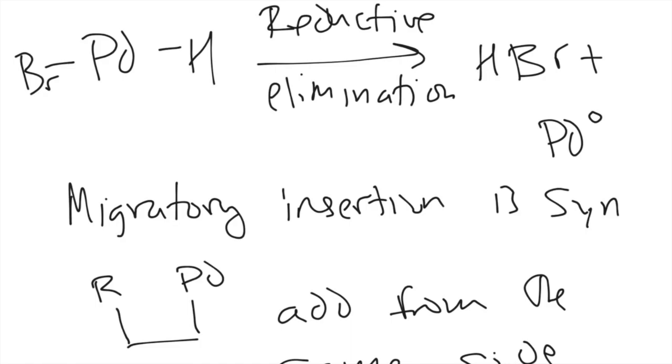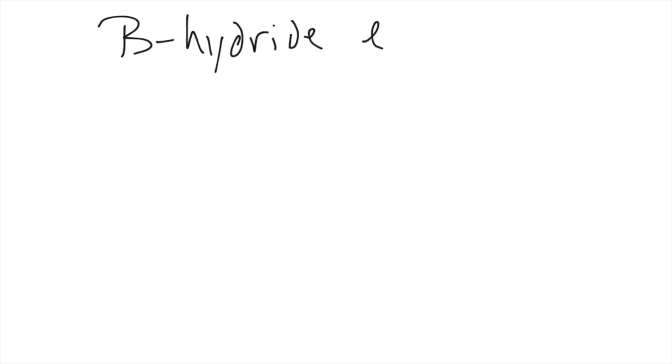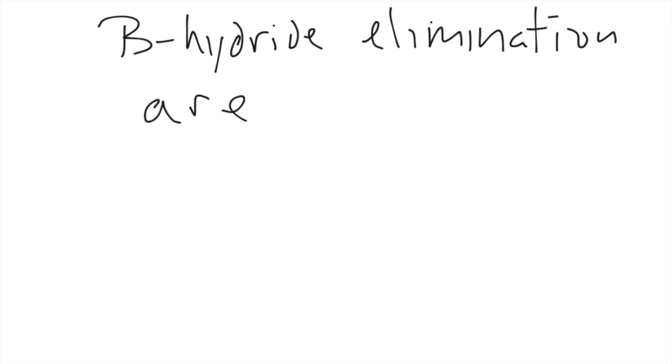Now, what you have to do at this point is to do an elimination. We're doing an elimination like we were doing in organic 1 with bases and stuff, but these are specifically syn eliminations, which means that the hydrogen and the palladium have to be on the same side.